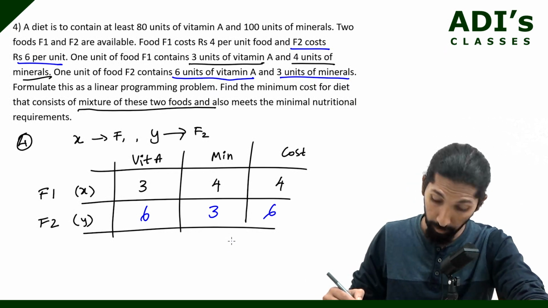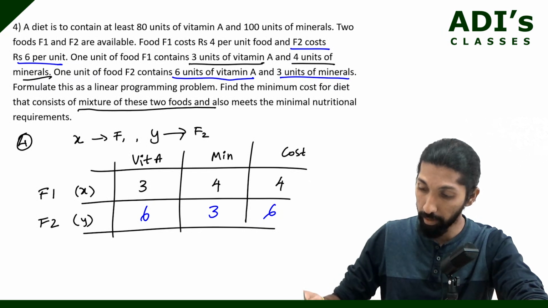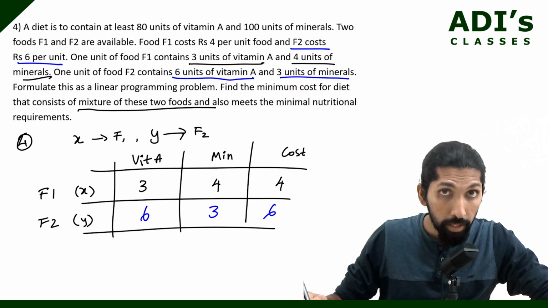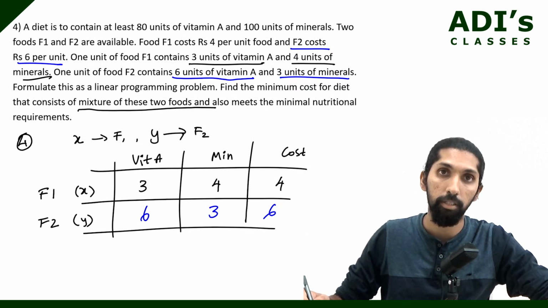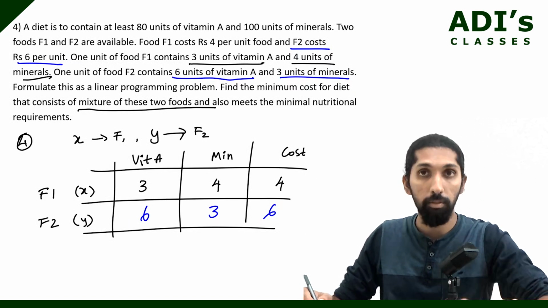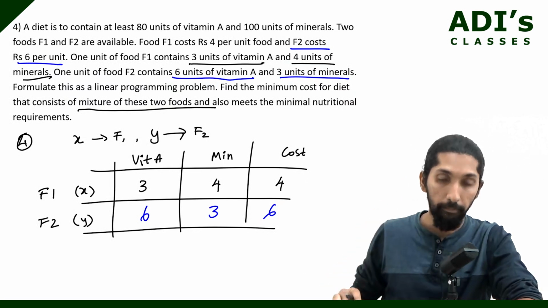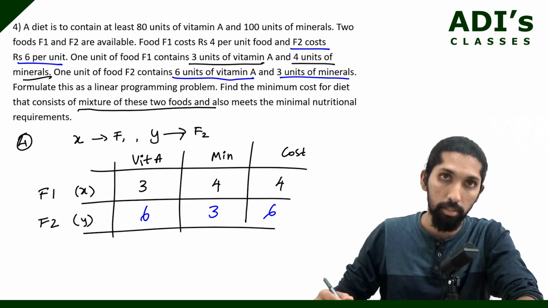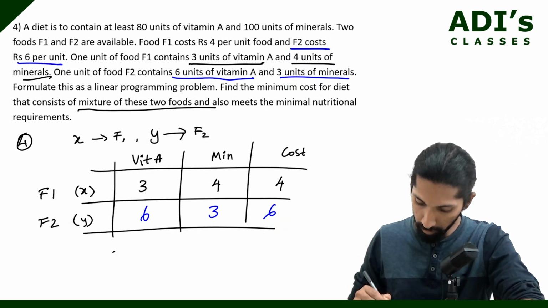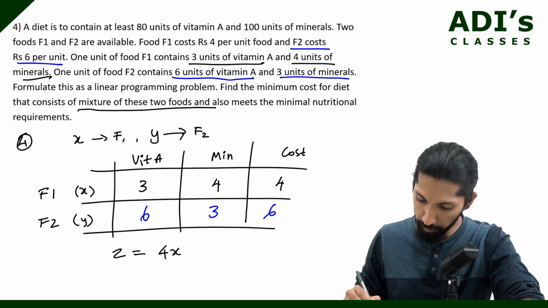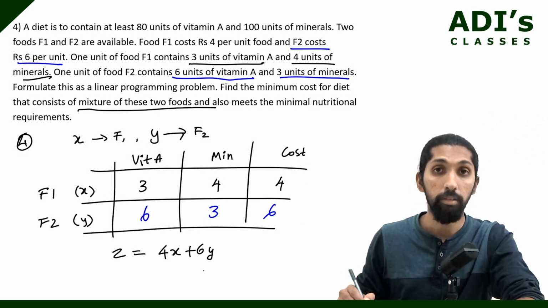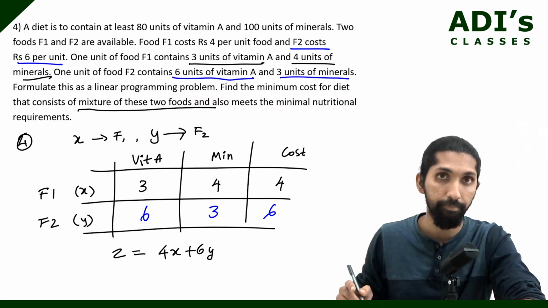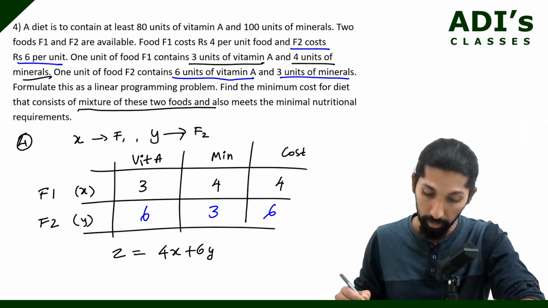Now, this is the information we have. But remember, we can get the constraints. We also need to get the objective function, isn't it? So let's do the math now. See what we have. First, we need to minimize the cost, correct? That means my objective function is 4x plus 6y. This we should minimize. The cost has to be minimal. But there is a catch.